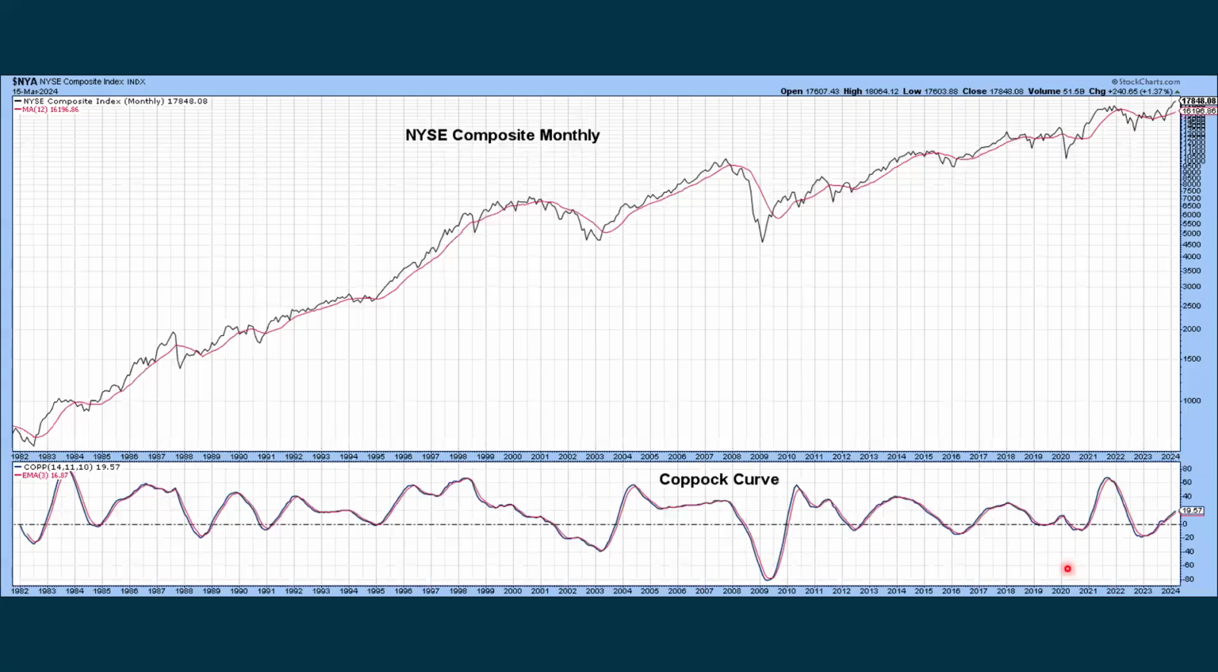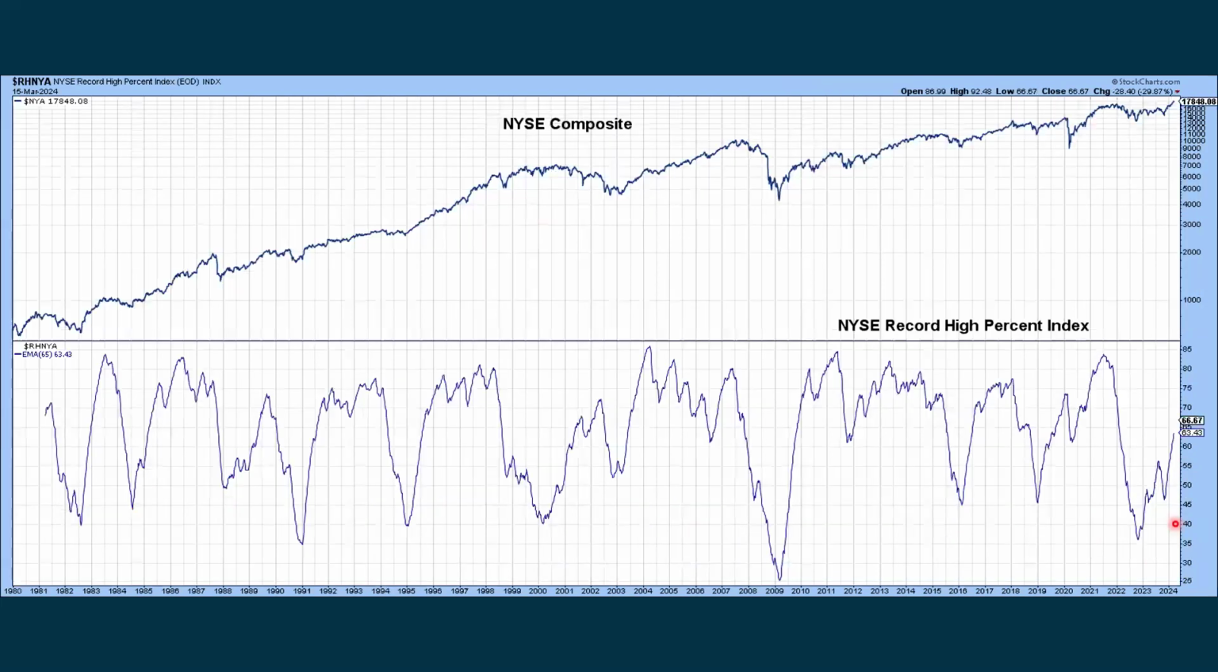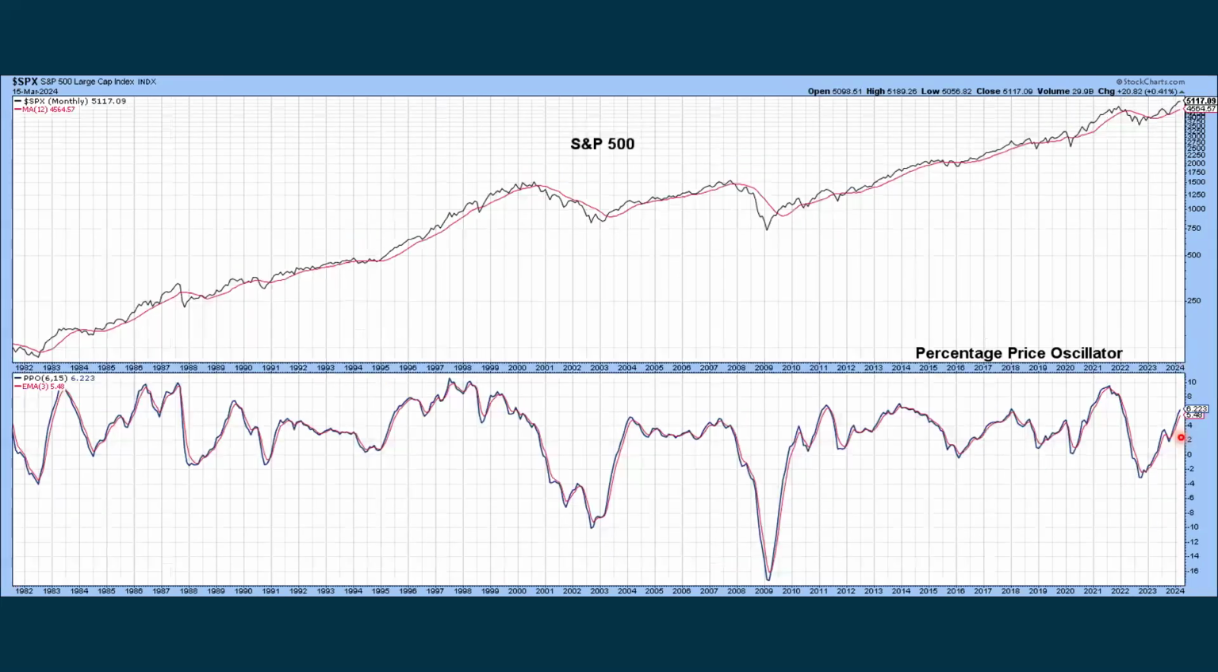Then we look at some long-term charts. This is a monthly chart of the NYSE, which continues to go up and is above the red moving average. That's long-term positive. And when we look at the momentum, it continues to be positive. Here's a daily chart of the NYSE, and we're seeing a thing called the NYSE Record High Percent Index. This is continuing to go up as well, and that's more positive for the broad market.